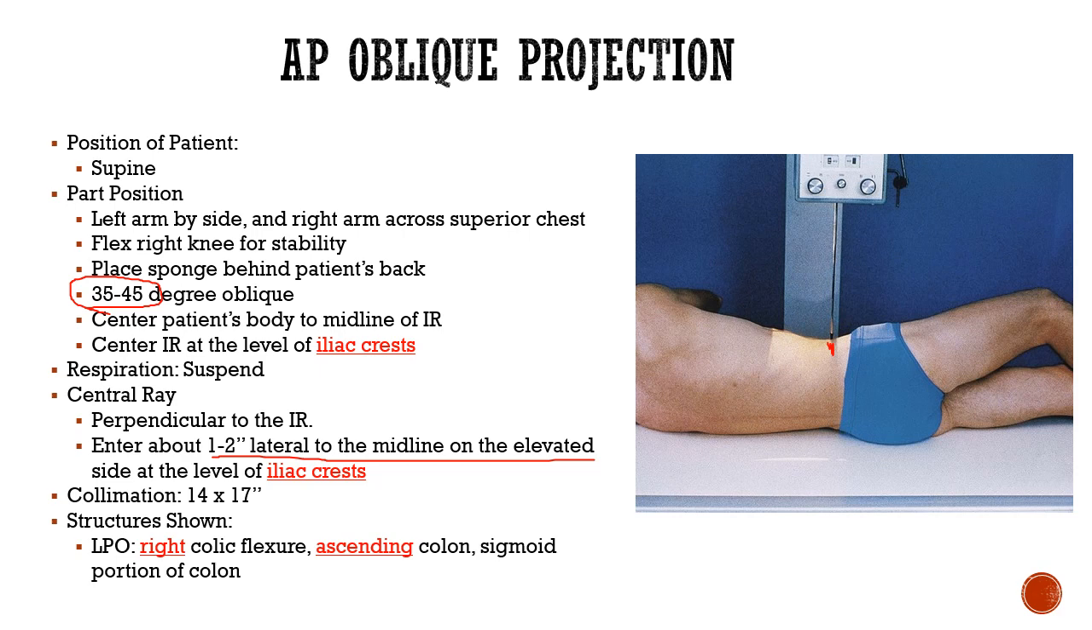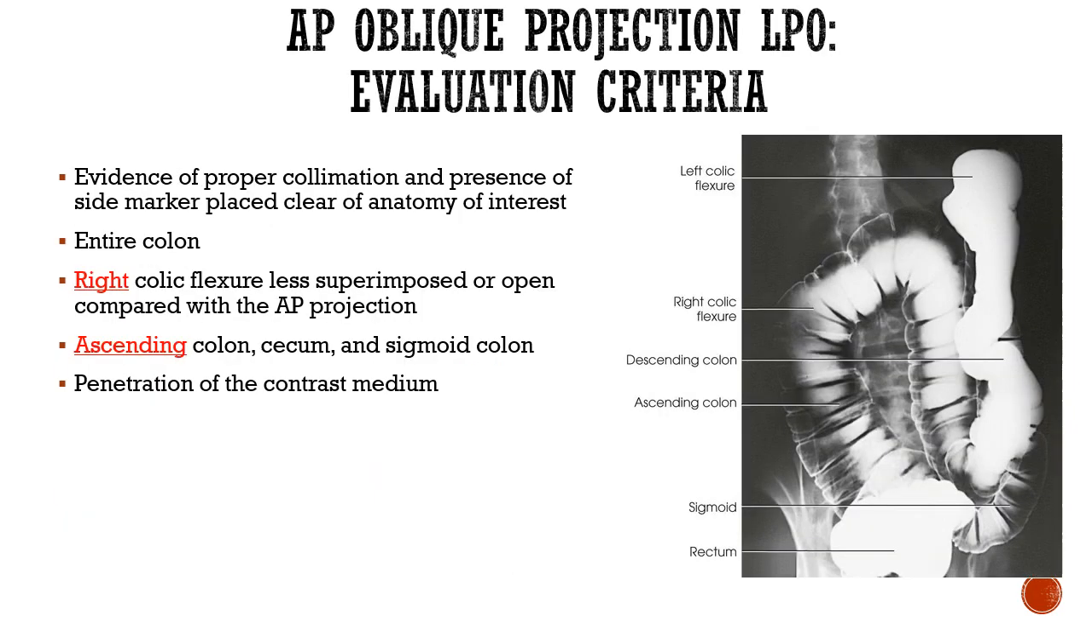On the LPO, which is what is shown here, we're going to see the right colic flexure and the ascending colon and the sigmoid portion of the colon. So what you're seeing is the side furthest from the image receptor on the AP oblique. Looking at the LPO position specifically, we're looking at the right colic flexure, the ascending colon, and we can see the sigmoid. We're focusing on the right side of the colon, so the LPO shows the side furthest from the image receptor.